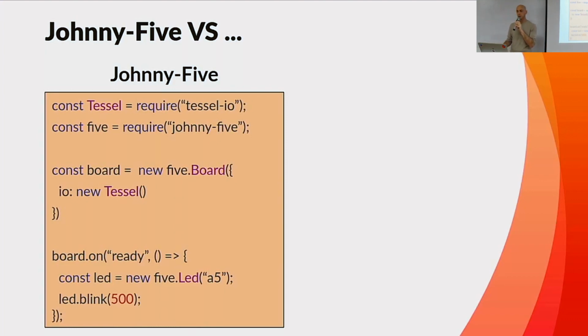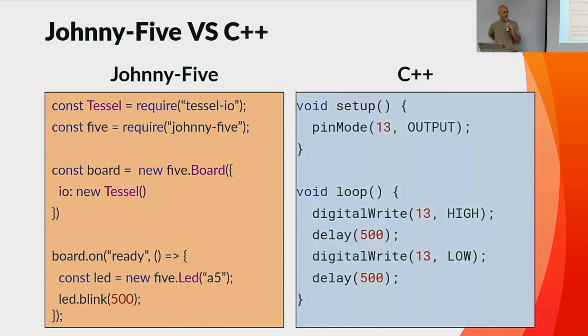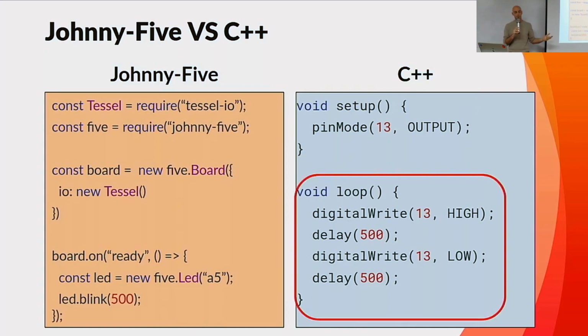So let's compare it maybe with some other language. Let's compare it with C++ here. Just running real quick, here we have the setup function. In here we are telling it that the output, in this case, would be the pin port at 13. And then we have the loop.